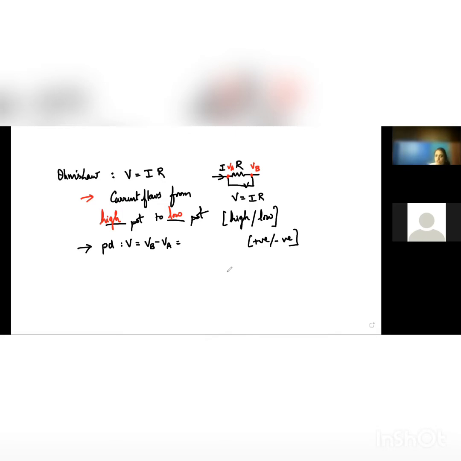Final minus initial. I have also told you that current flows from high potential to low potential, so VA will be greater than VB, right? So you tell me, VB minus VA, will it be negative? Yeah, very good. Negative. So this potential difference will be negative.